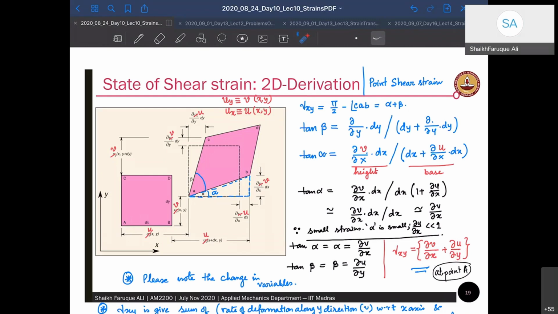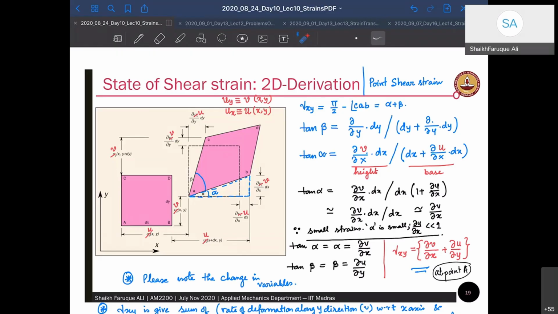So please have a look at it. I'll give you a minute here. So here it is not u, it's v, here it is not v, it is u, and here it is x, here it is y. So pay attention there. Okay. So this is how you find shear strain.